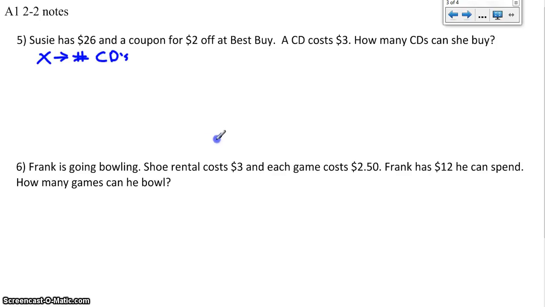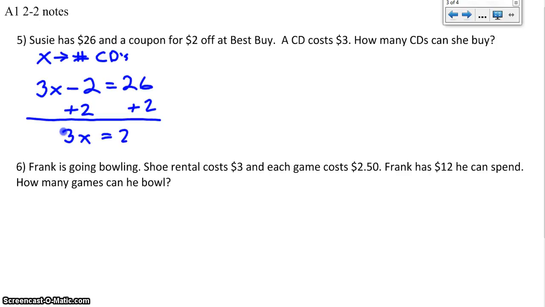Now let's set up our equation to represent the situation. We know CDs cost $3, so $3 times the number of CDs. However, Susie has a $2 coupon, so that's actually subtracting from her expenses. And she has $26 that she can spend, so we'll set that equal to 26. So 3 times the number of CDs minus $2 for the coupon equals the $26 that Susie can spend. So let's go through and solve this equation. We'll add 2 to each side.